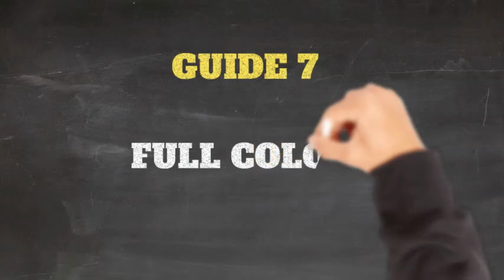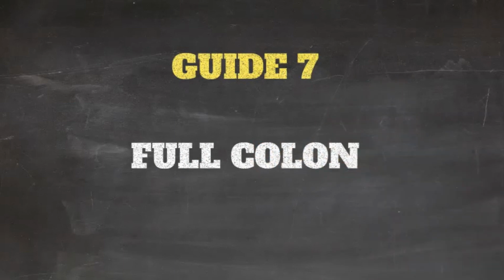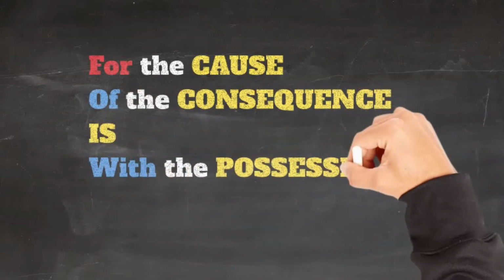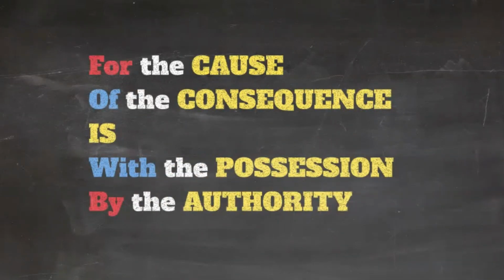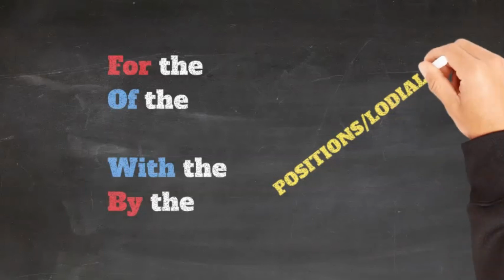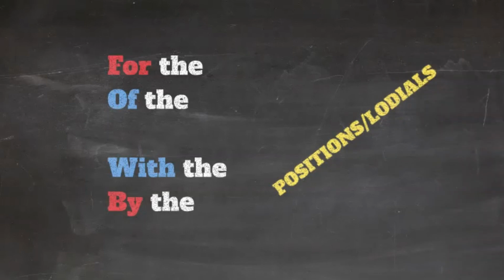Guide 7. Full colon. Full colons are used to convey positional loadial set phrases. For example, let's take our sentence: for the cause of the consequence is with the possession by the authority. For the purpose of the exercise, let's drop the facts and our verb. We are left with our positions and loadial: for the, of the, with the, by the.